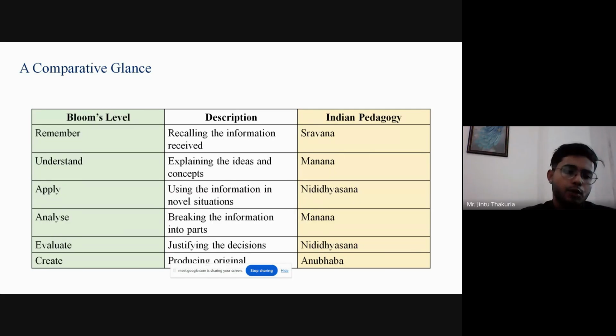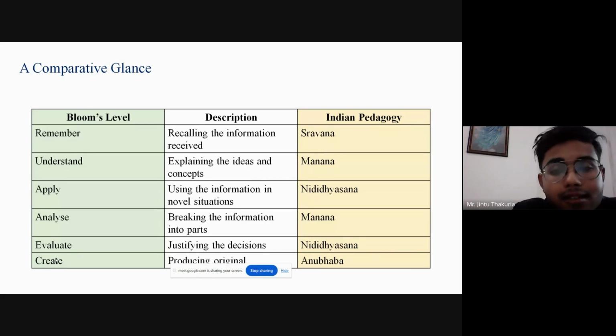Bloom's first level, and here I am using the revised version of 2001, is remember, that is recalling the information received. In Indian pedagogy, it is Sravana. Now I want you to be aware of why we are discussing this. Why are we discussing this? Because the NEP is also emphasizing this Bloom's taxonomy.